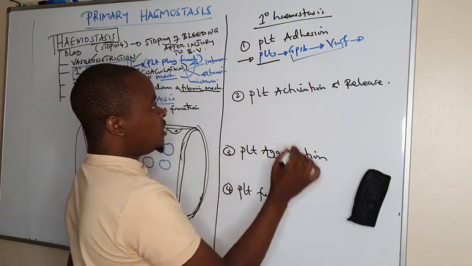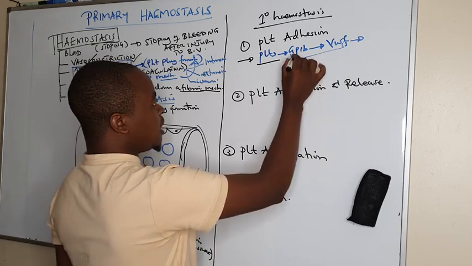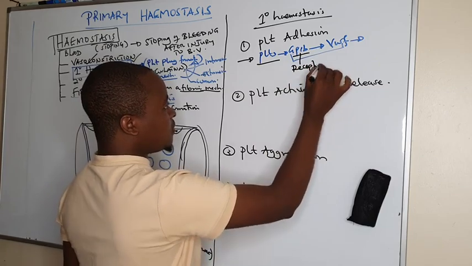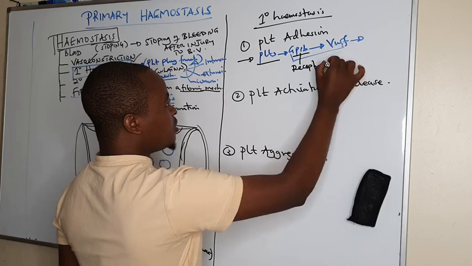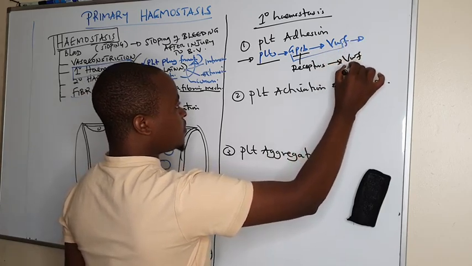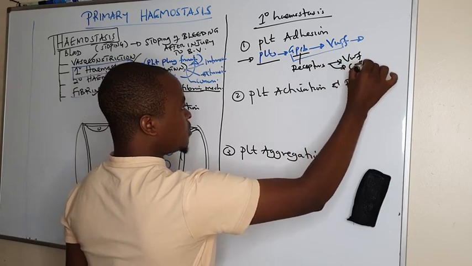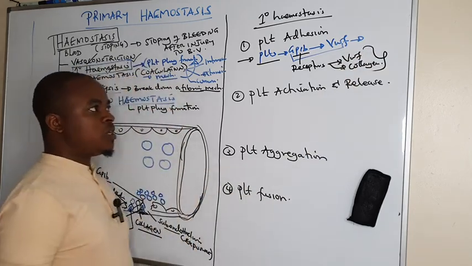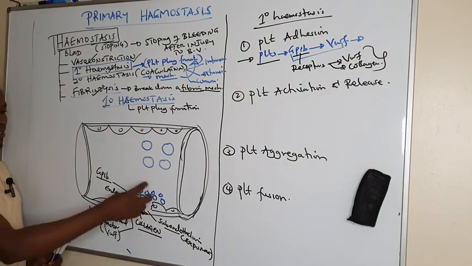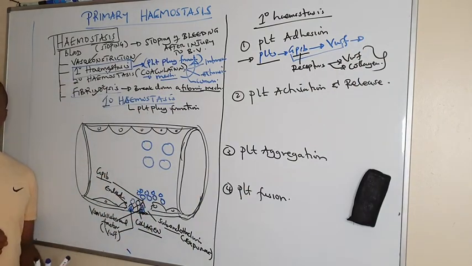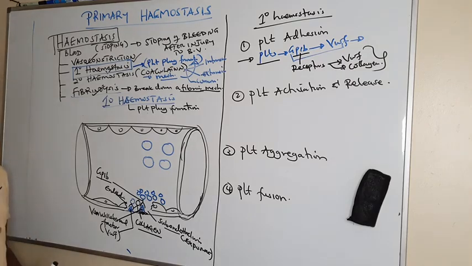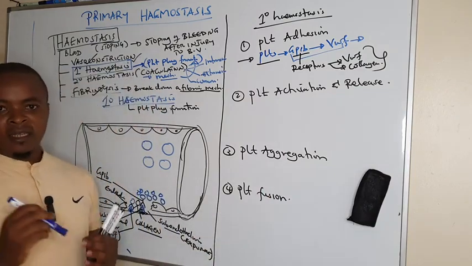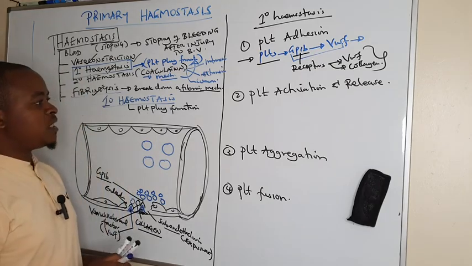So platelets adhere to the injured site using the glycoprotein 1b receptors on their surfaces, hence binding to the von Willebrand factor together with the collagen. When they bind, this is what we are calling platelet adhesion. So many platelets are recruited and they adhere to the injured site. And after adhering, it leads us to the second step, which is platelet activation. And what is platelet activation?